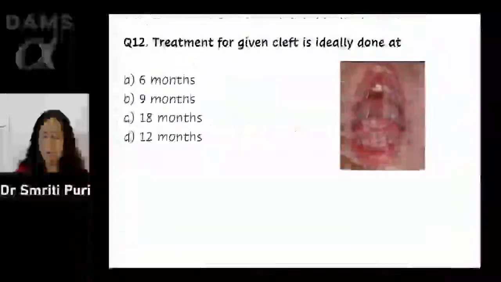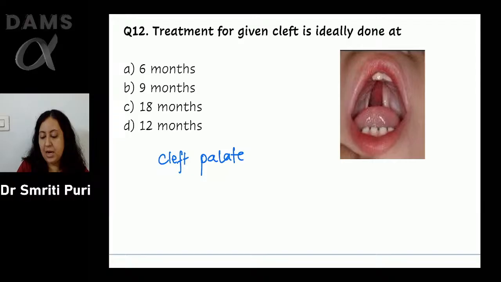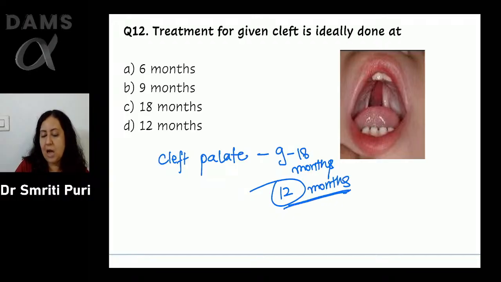Answer to question number 12. Okay. So for a cleft palate, the ideal is 9 to 18 months. But if both of them are given in the option, 9 is also given and 18 is also given, the best thing that you will choose is the middle one, 12 months, because you have to do a cleft palate repair before speech development.